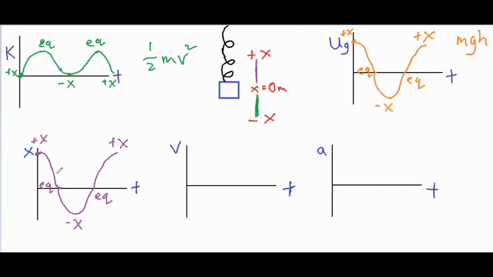And as you may have already noticed, the purple graph and the orange graph look very similar to each other, the position versus time graph and the gravitational potential energy, because both of them are based on the position. This position is just called the height, and then this one is literally called the position versus time graph.